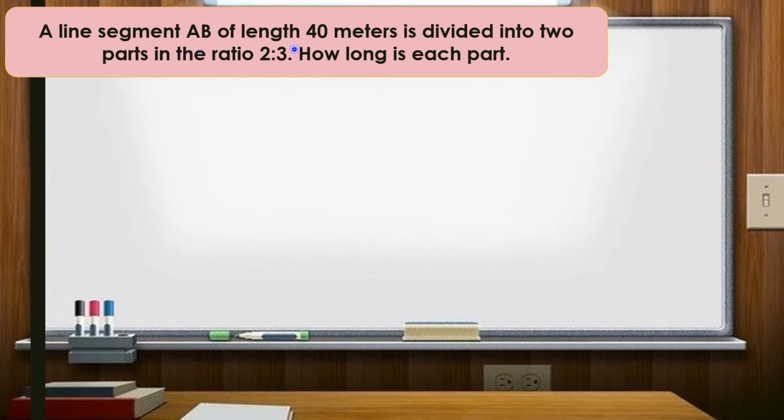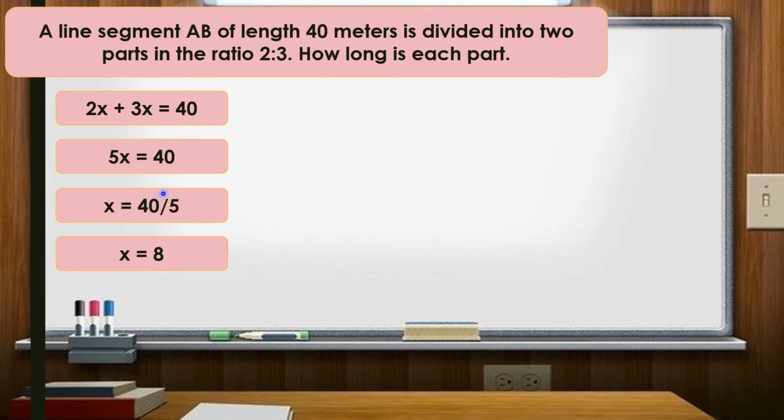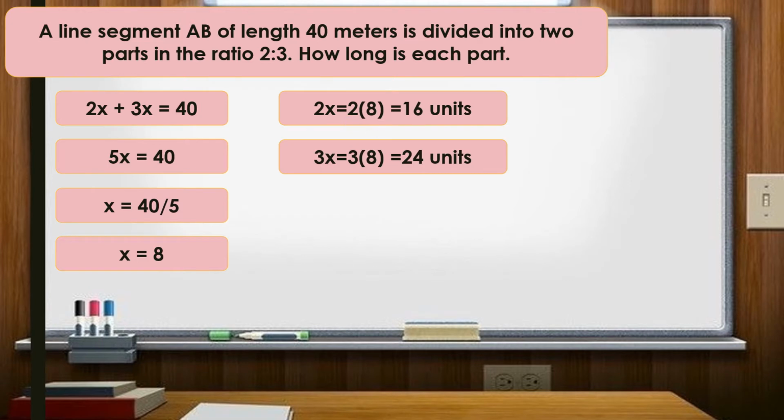A line segment AB with a length of 40 meters is divided into two parts in the ratio 2 is to 3. How long is each part? For this kind of ratio problem, you just add the two ratio numbers and set the sum equal to 40. You divide it and you get 8. After that, you substitute 8 for x so that you get the number of each part of the ratio.